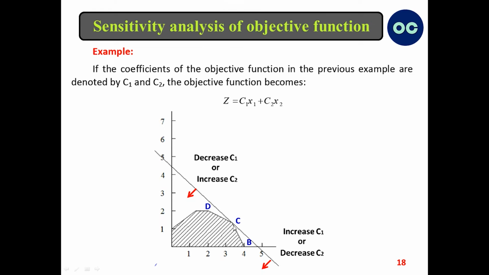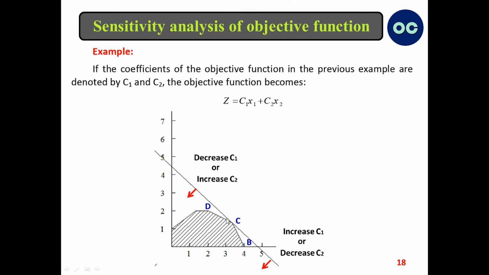Conversely, a decrease in C1 or an increase in C2 causes Z to move counterclockwise. Therefore, point C remains optimal until the slope of the objective function Z lies between the slope of constraint 1 and constraint 2. If the slope of Z aligns with the slope of the first constraint, the problem will have two optimal corner points, which are C and D here.